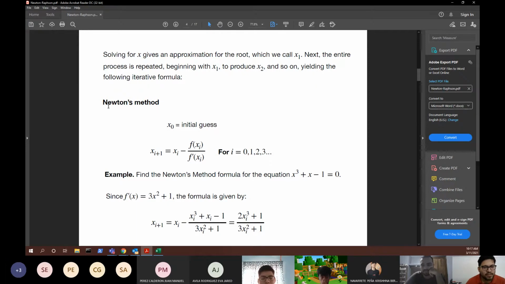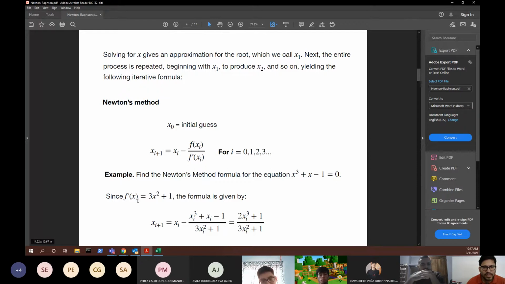So for example here, Newton's method is an initial guess, x0, and then x(i+1) is going to be what? It's going to be xi minus the function divided by the derivative evaluated at what? At x0, because this is the first guess. So for i equal to 0, 1, 2, 3. So here is 0, and then in this case it is going to be x1. It's pretty similar to a fixed point method, but we are just including what? The derivative of the function. So that's why this is very, very efficient.